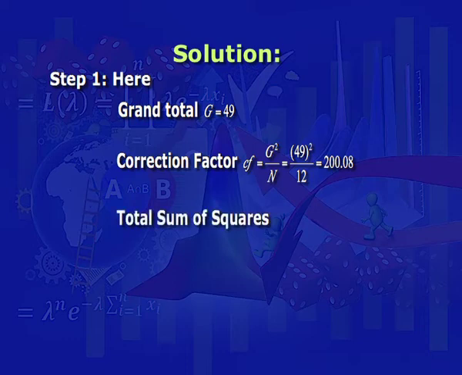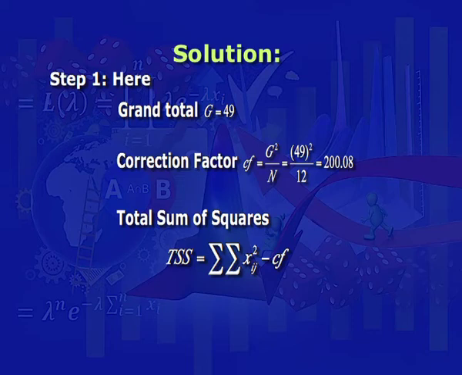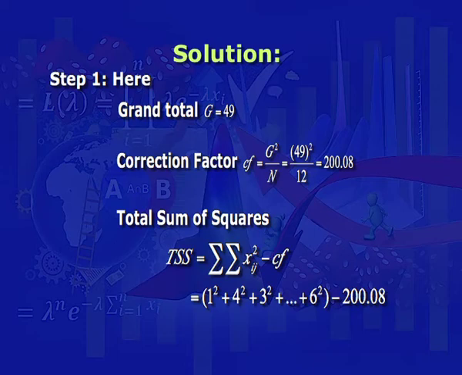Let us calculate now the total sum of squares. Total sum of square is given by double summation xij square minus CF. Double summation xij square means the sum of square of every value of all the plots given in the data. So 1 square plus 4 square plus 3 square till the last value 6 square minus CF, which is 200.08. On simplification, we get total sum of square equal to 34.92.